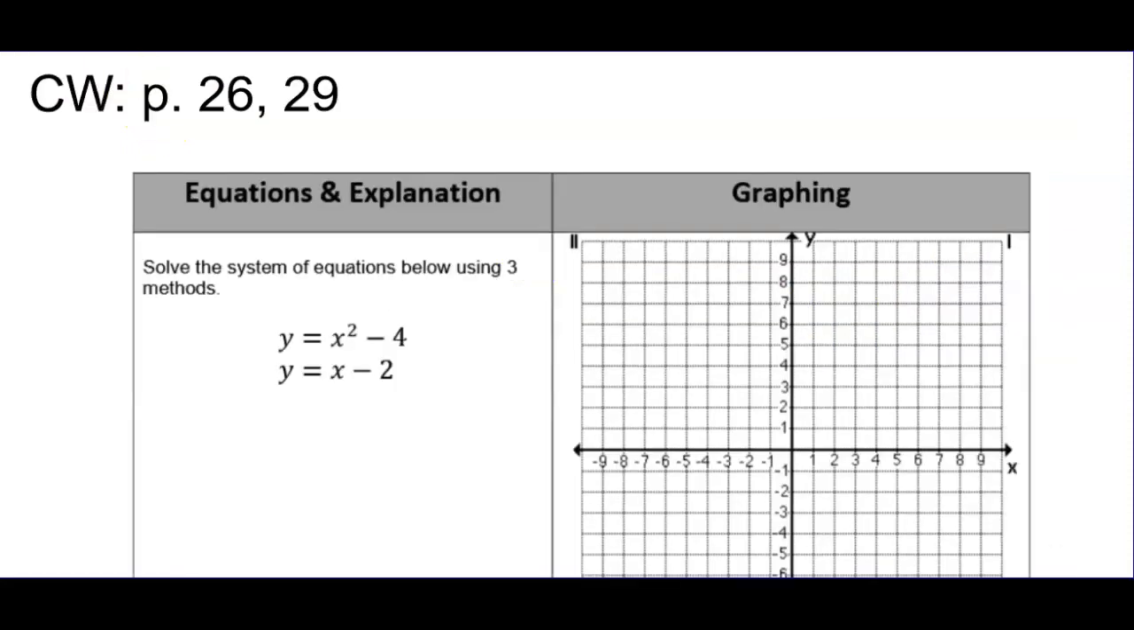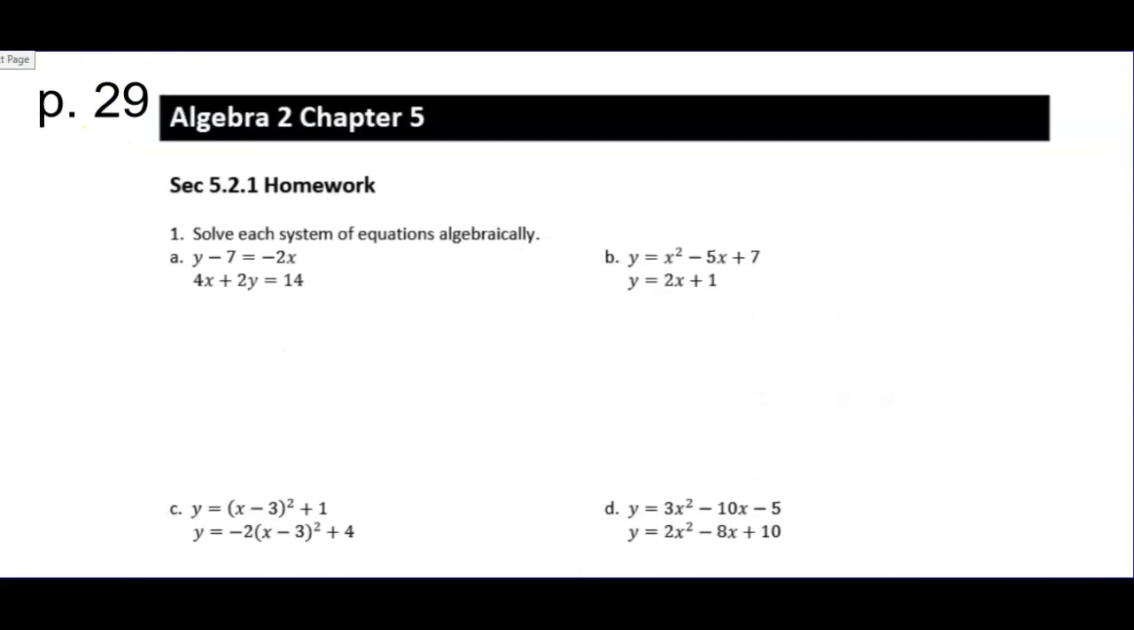All right, for the rest of the period, you're working on pages 26 and 29. Page 26 is similar to page 25, so just do it the same way. If you want to do it alone, you can. If you want to do it with a classmate, that's okay too. Page 29, there is an answer key for on this Google Classroom post, so just check it as you go or check it once you're done.